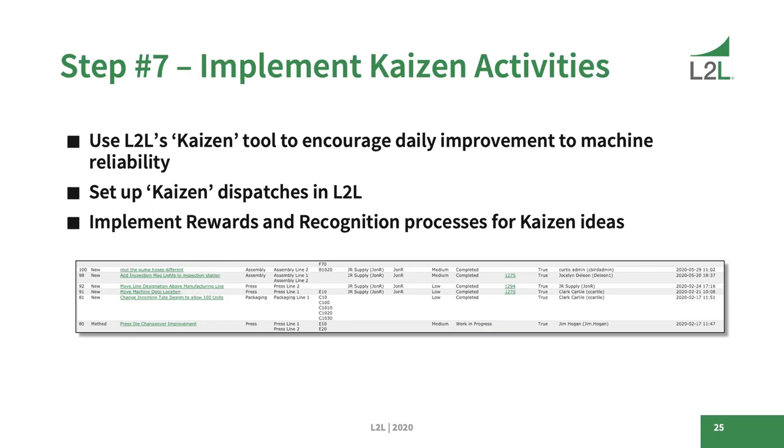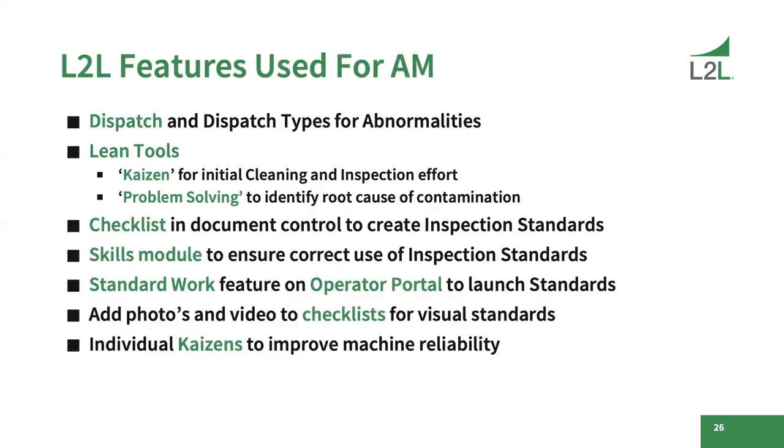Okay. All right. And then finally, let's go back and do a little recap of the features in L2L that we use for autonomous maintenance. So we talked about dispatches for abnormalities. Make sure that we're capturing all of those abnormalities in Leading to Lean. We talked about using the Lean tool features and functions for Kaizen to start off your process and go do a Kaizen event out on the piece of equipment, using that problem solving tool inside of the Lean tools to do your root cause determination and identify the root causes of those things.